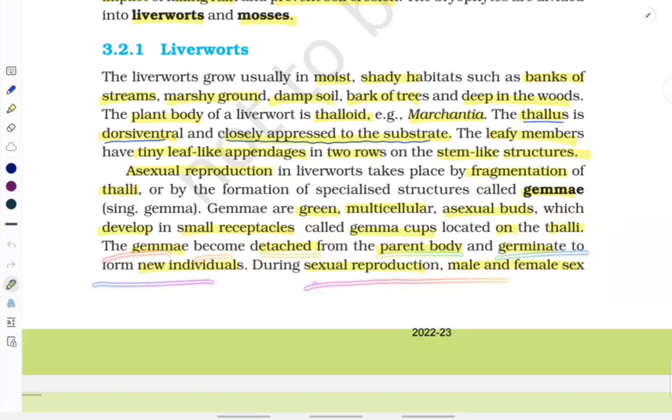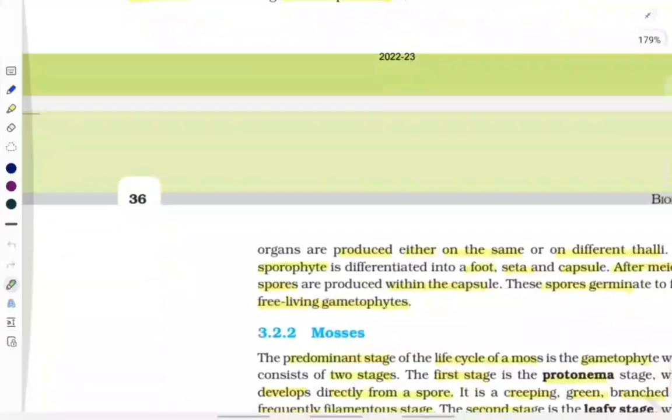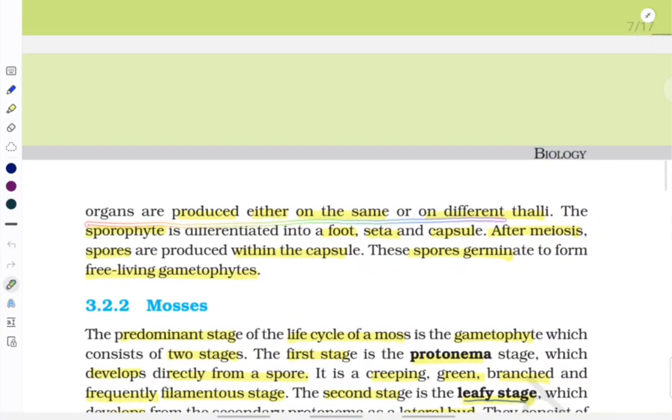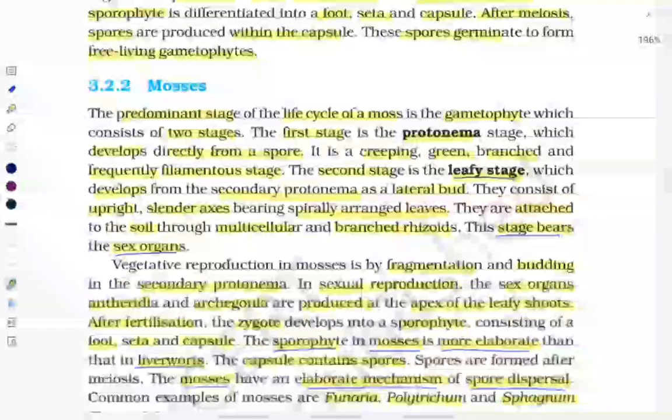During sexual reproduction, male and female sex organs are produced either on the same or different thalli. The sporophyte is differentiated into foot, seta and capsule. After meiosis, spores are produced within the capsule. These spores germinate to form free living gametophytes.